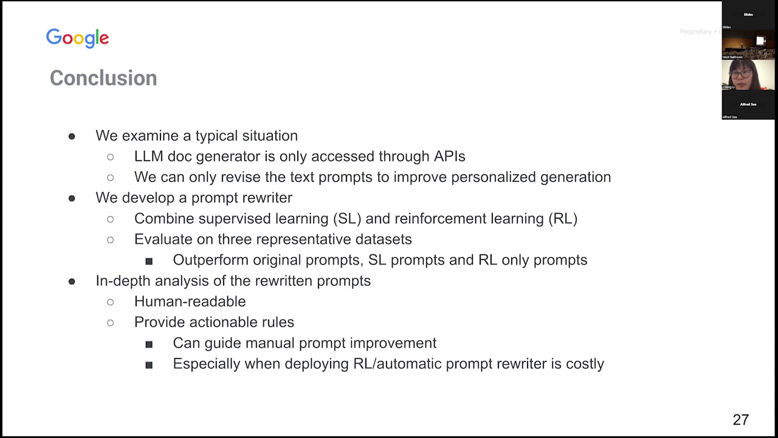So in conclusion, we examine a typical situation where the LLM document generator is only accessed through APIs. In this case, we can only revise the text prompts to improve the personalized text generation. We develop a prompt rewriter by combining supervised learning and reinforcement learning. We evaluated the rewriter on three representative datasets. The experiments show that it outperforms original prompts, supervised learning prompts, and IL-only prompts.